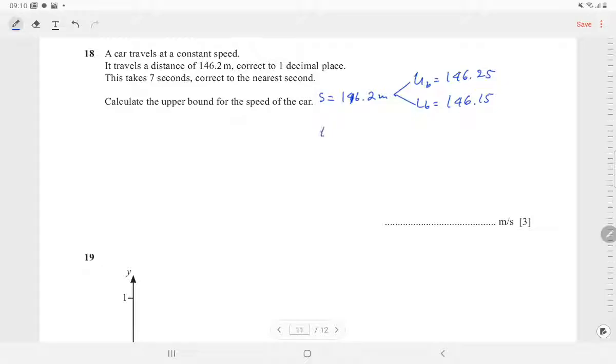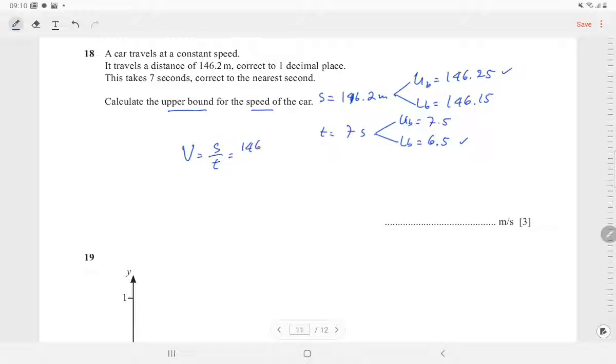That is the distance, and for the time it is 7 seconds, to the nearest second. So the upper bound is 7.5, and the lower bound is 6.5. Now find the upper bound of the speed. Speed is distance over time, but which pair gives the upper bound? We have to use the upper bound for the distance and the lower bound for the time to get the upper bound of the speed.